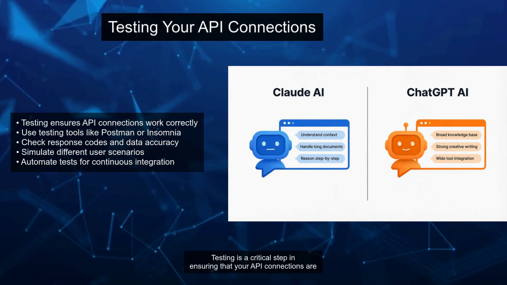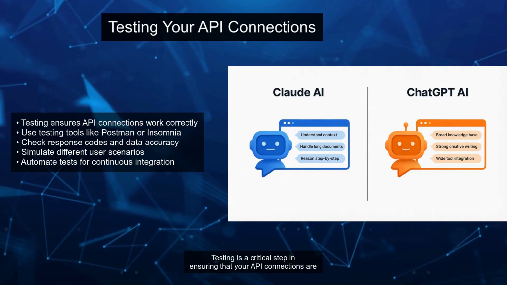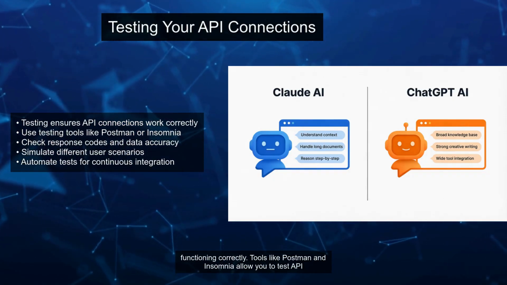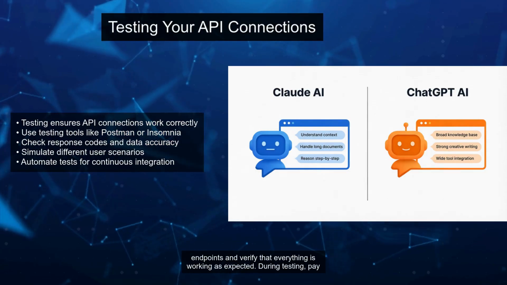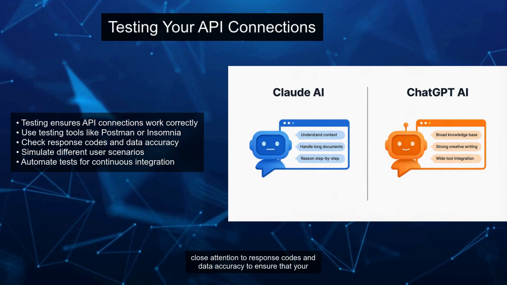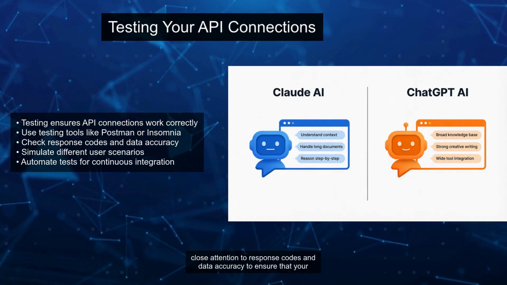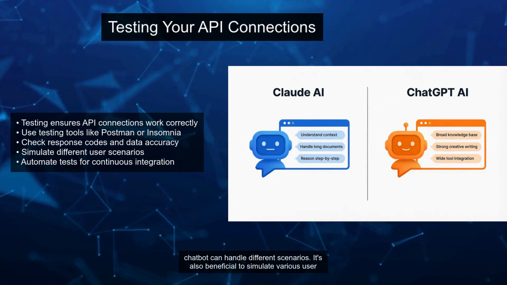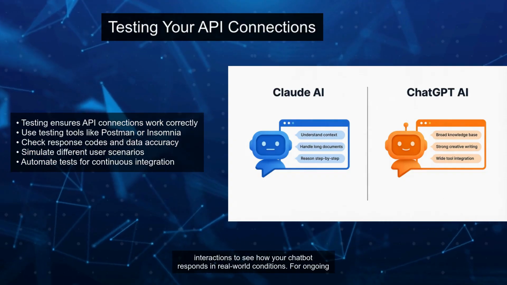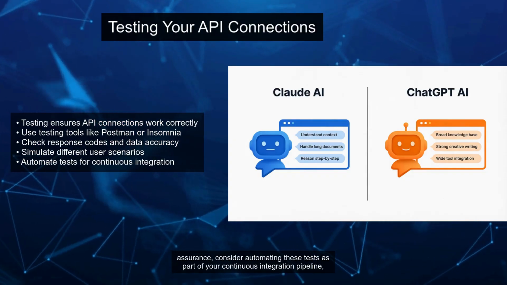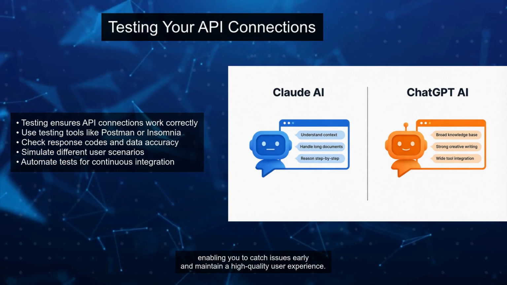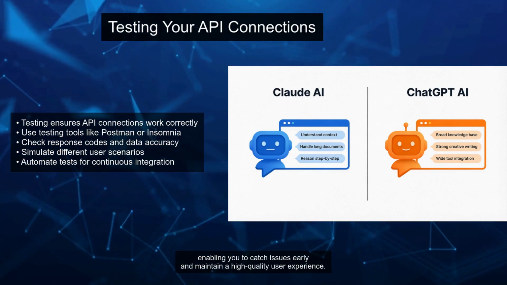Testing is a critical step in ensuring that your API connections are functioning correctly. Tools like Postman and Insomnia allow you to test API endpoints and verify that everything is working as expected. During testing, pay close attention to response codes and data accuracy to ensure that your chatbot can handle different scenarios. It's also beneficial to simulate various user interactions to see how your chatbot responds in real-world conditions. For ongoing assurance, consider automating these tests as part of your continuous integration pipeline, enabling you to catch issues early and maintain a high-quality user experience.